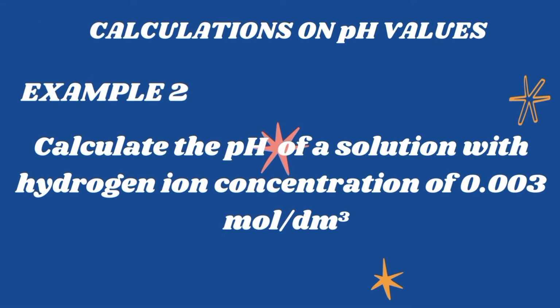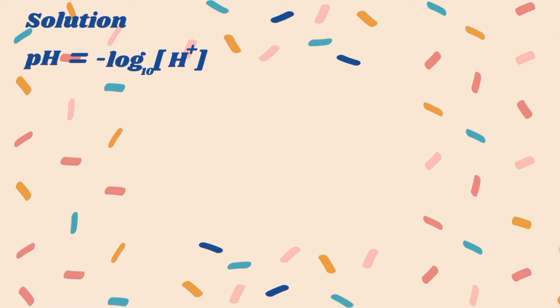So the first thing we also need to do is to write the formula for pH. And if you recall, I said earlier that the pH is expressed as negative logarithm of hydrogen ion concentration to base 10. So now let's see the formula. So here's the formula. pH equals negative logarithm of hydrogen ion concentration to the base 10. So you recall that our hydrogen ion concentration for this question is 0.003.